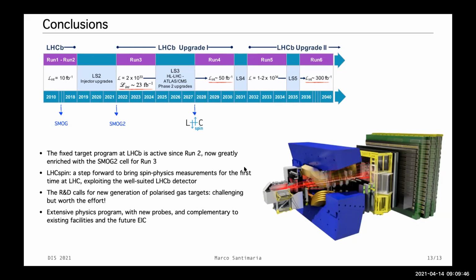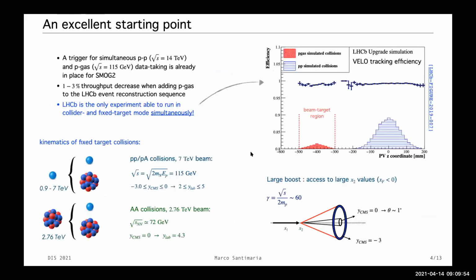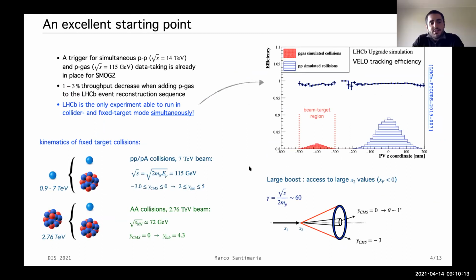Marco, I have maybe a stupid question. If I understand correctly from your slide number 4, you are running collider and fixed target simultaneously. That means you have the fixed target in the collider, so you can record both at the same time. Yes. How many times does it happen that a fixed target event will overlap with a collider event? Yeah, that is a good question.